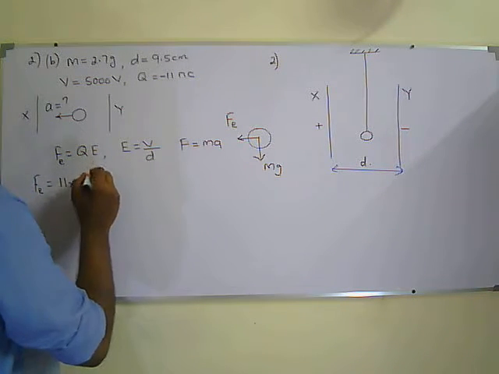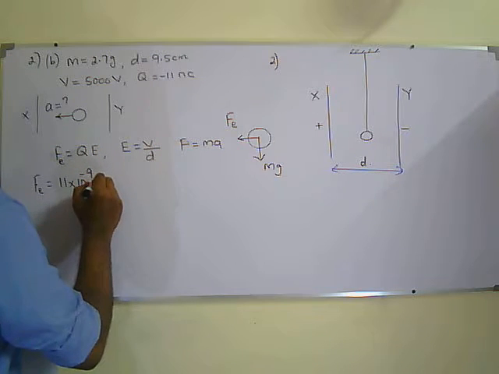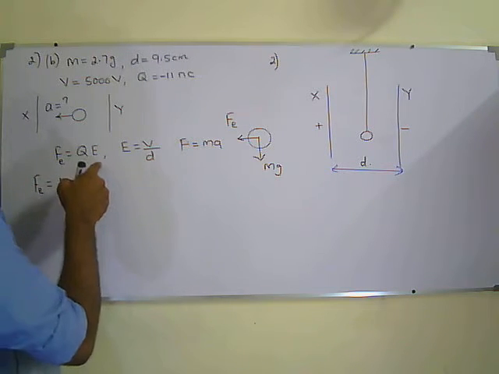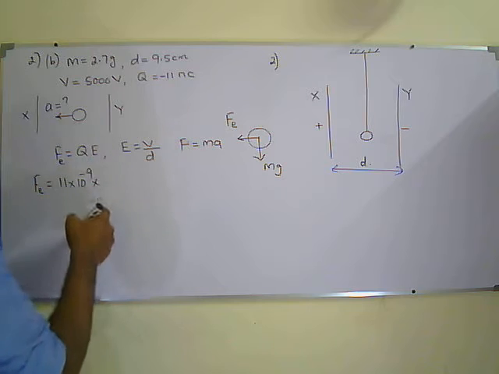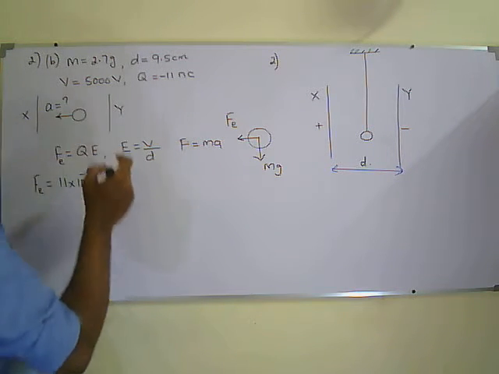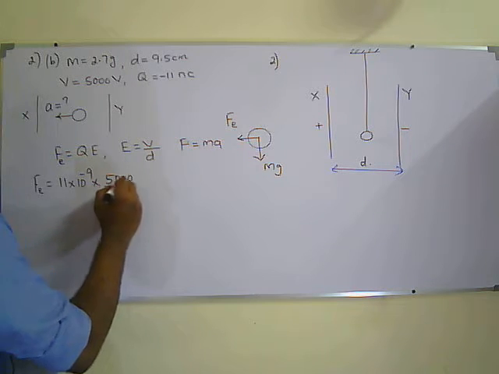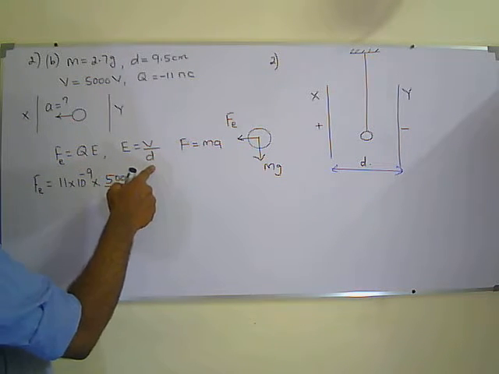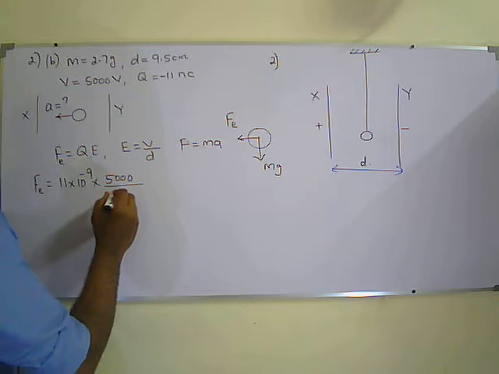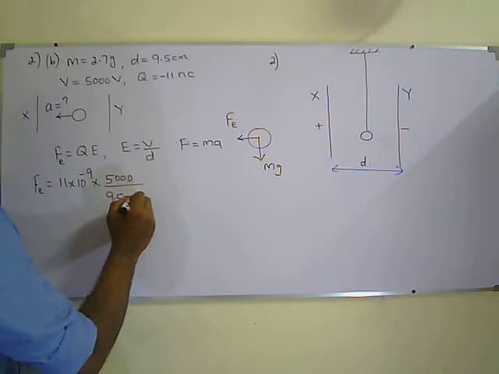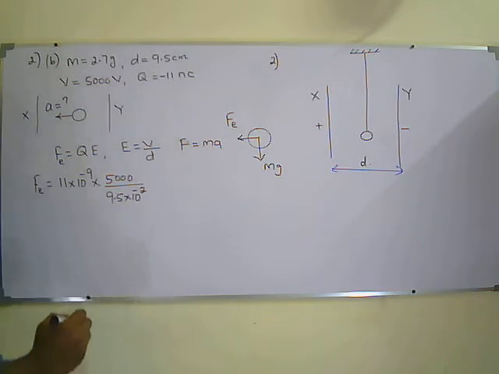10 to the power minus 9, nanocoulomb, 10 to the power minus 9. And the electric field strength equals V over D. So the potential difference, we know that is 5000, divided by the distance between the plates, 9.5 centimeters, so 9.5 times 10 to the power minus 2, right?